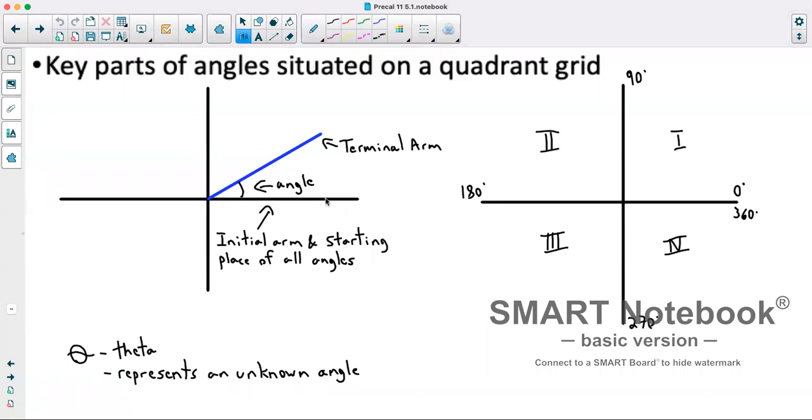Our x-axis where we start is known as our initial arm, the starting place of all angles. We often represent angles with the Greek letter theta. It represents an unknown angle.